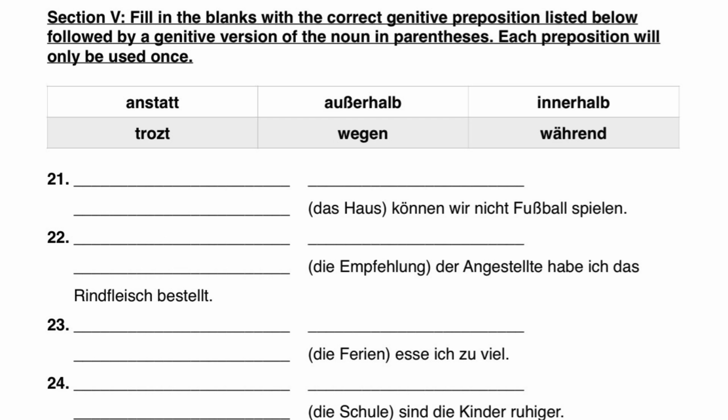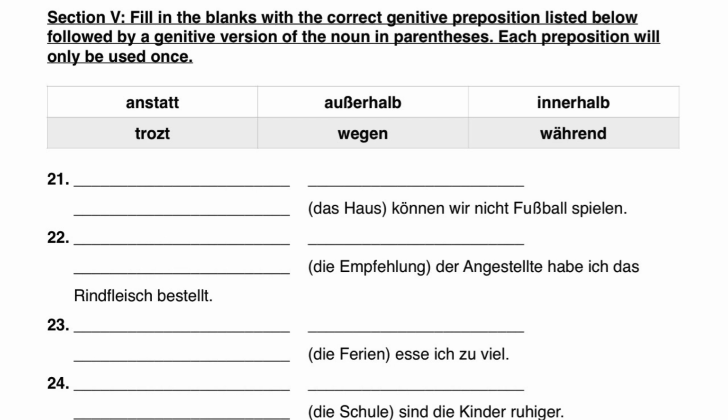The next version when you would use the genitive case would be with genitive prepositions. There are 6 on the list here. Anstatt means instead of, außerhalb, outside of, innerhalb, inside of, trotz, despite, wegen, because of, and während, during. Now there are several options that are probably okay to use in each of these following sentences, but because it says that I'm only using each one once, I'm going to have to finagle things a little bit in order for that to work.